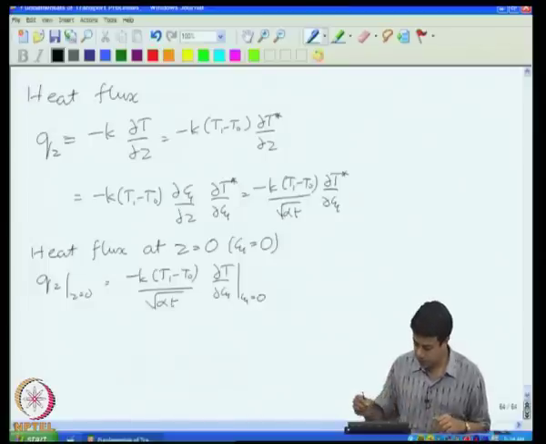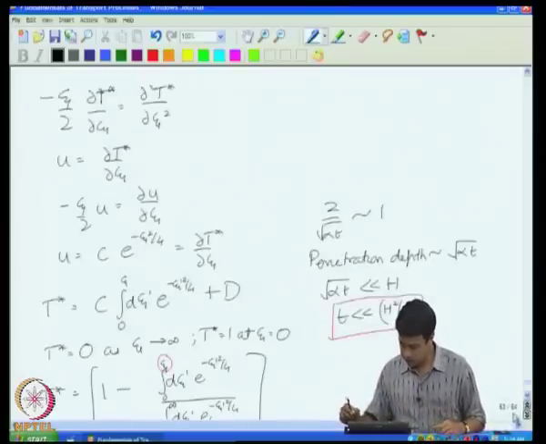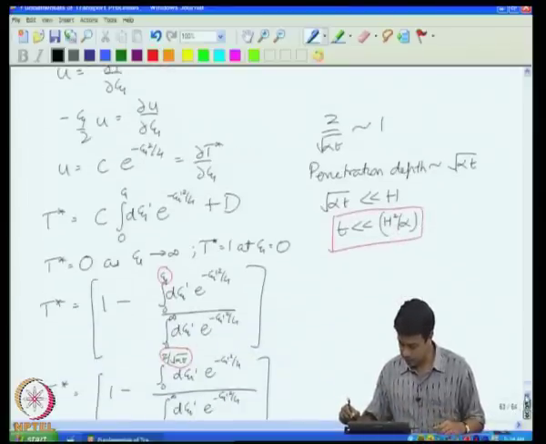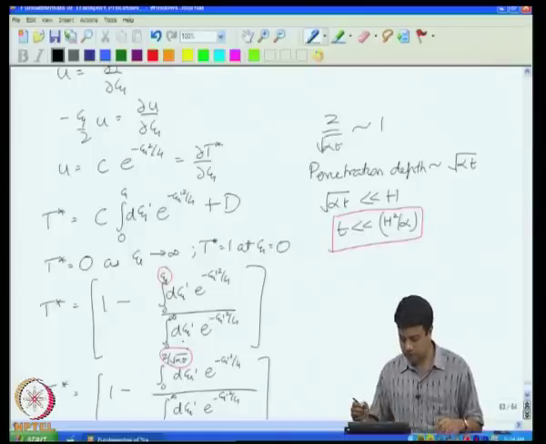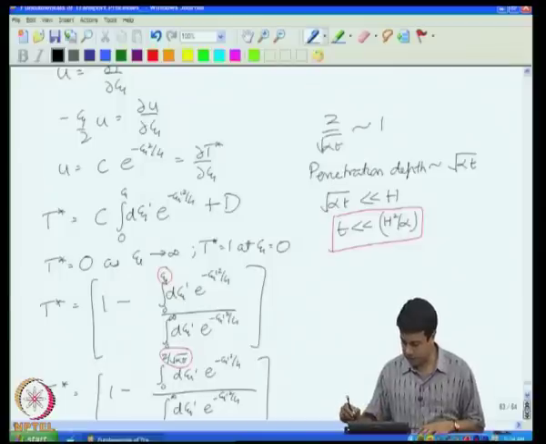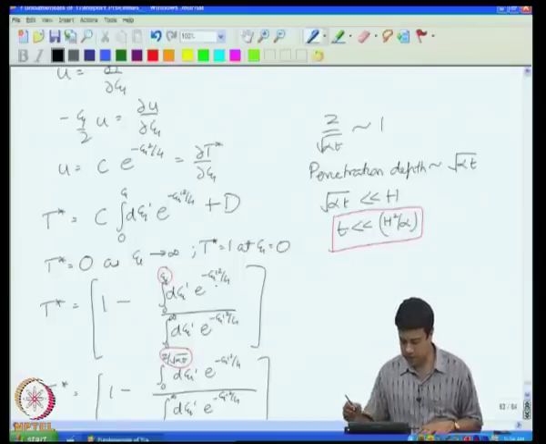And now you can use this solution for t in order to find out what is dt by d psi. Clearly here this constant is 1 over integral 0 to infinity of d psi prime. So if I use this solution, the derivative with respect to psi will just remove this integral sign on the second term and you substitute psi is equal to 1 here.